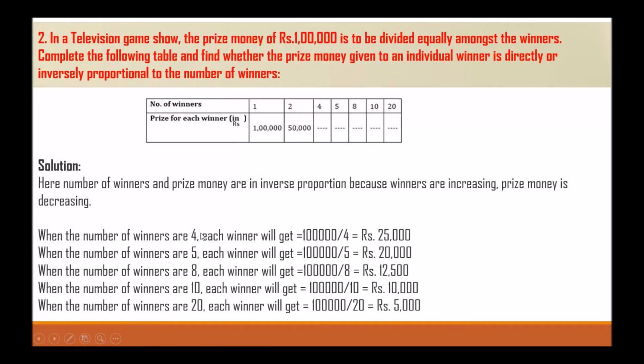The number of winners is 4. Each winner will get 1 lakh upon 4, that is 25,000. When the number of winners is 5, each winner will get 1 lakh divided by 5, that is 20,000. If the number of winners is 8, each winner will get 1 lakh upon 8, that is 12,500. When the number of winners is 10, each winner will get 1 lakh upon 10, that is 10,000. When the number of winners is 20, each winner will get 1 lakh upon 20, that is 5,000.